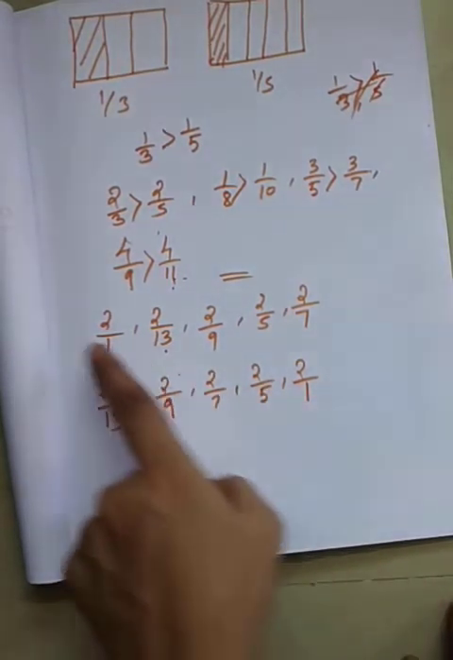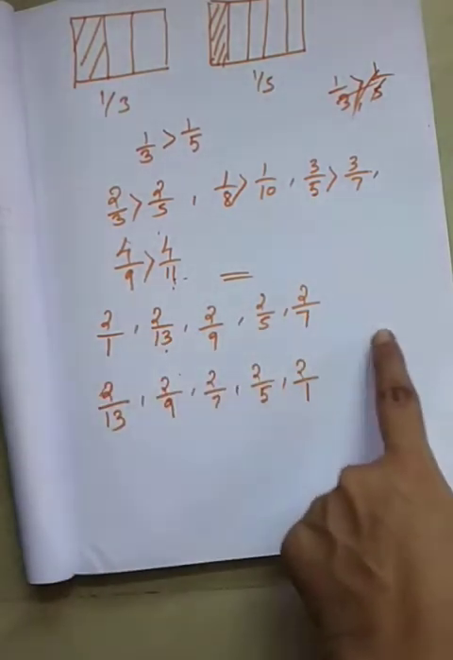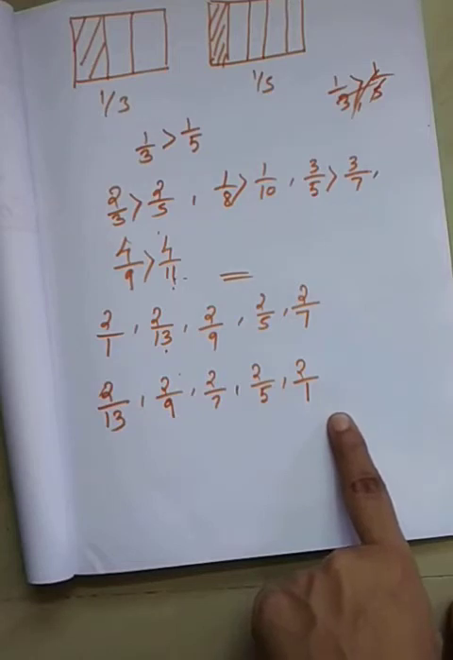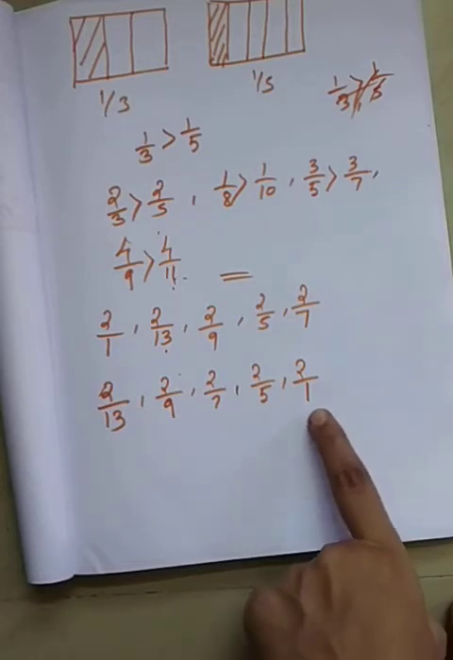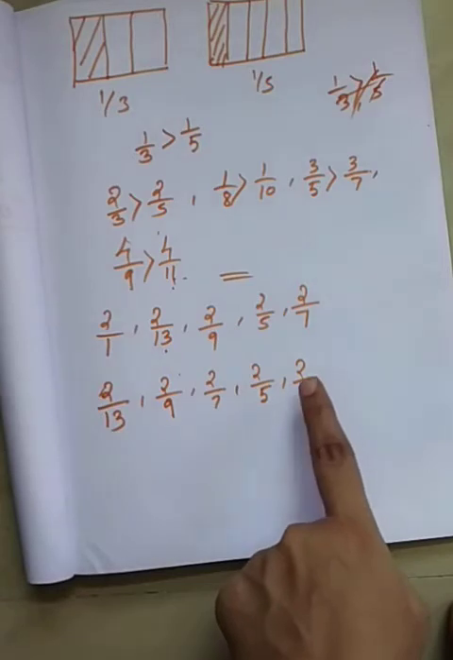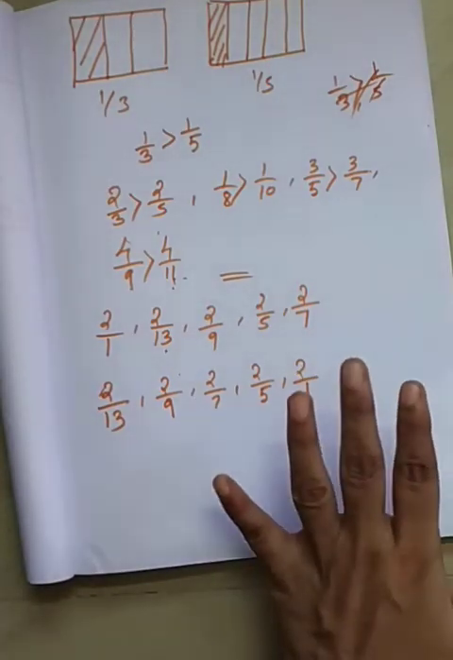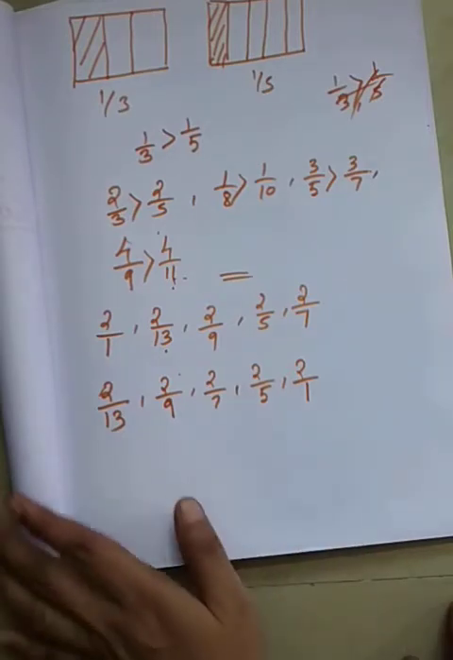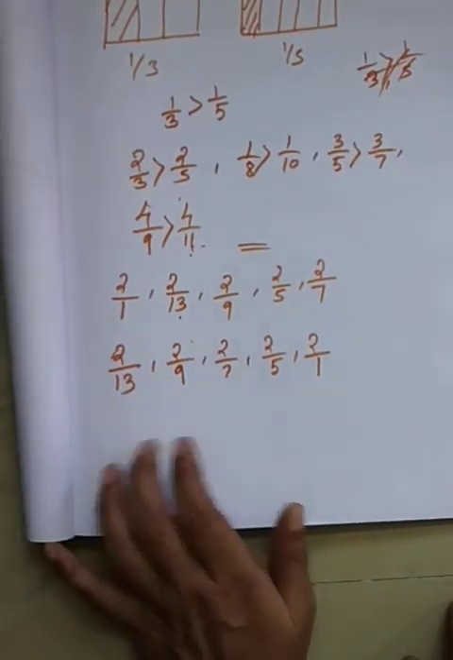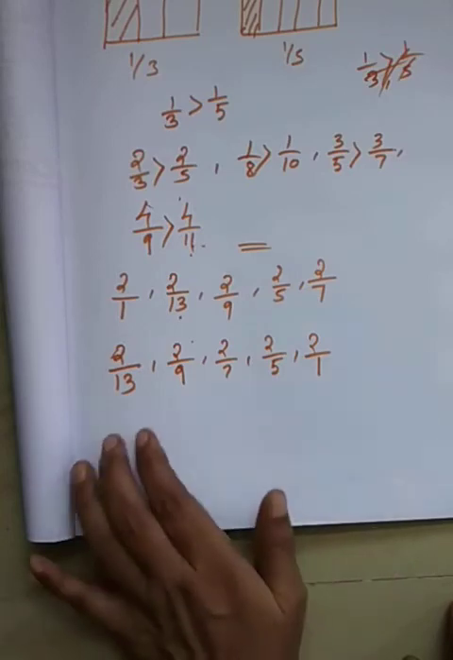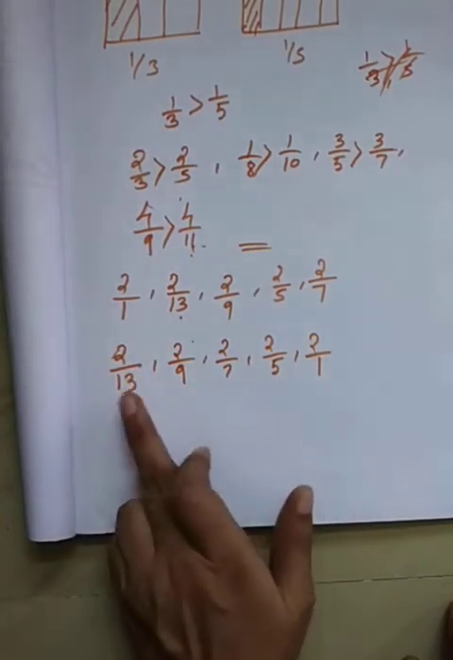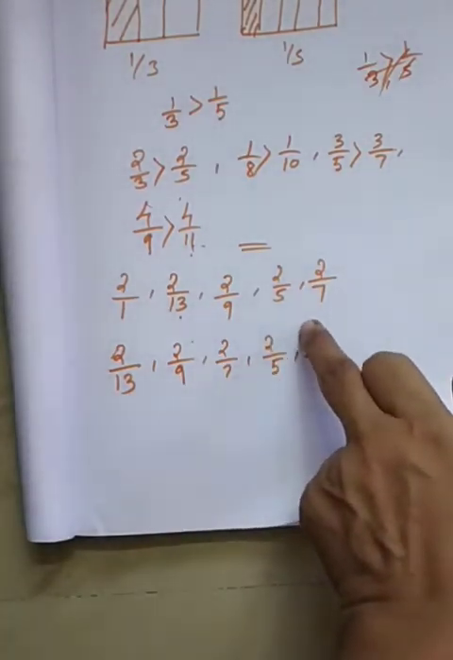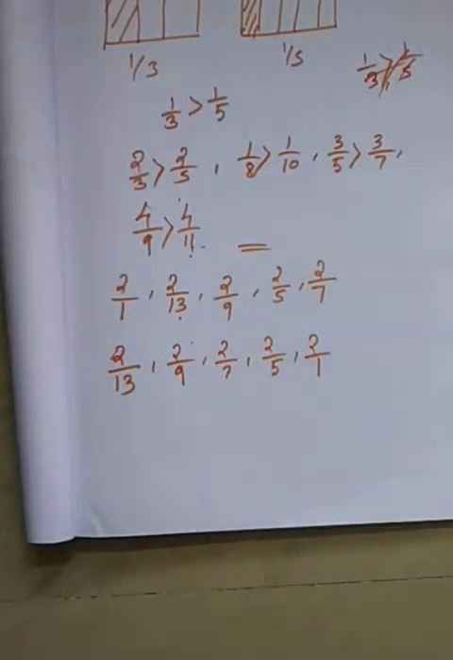Okay, in this problem, the greatest fraction is 2 by 1. It is with the smallest denominator. Okay, the smallest denominator, and that value is called the greatest value for this unlike fraction with the same numerator. So the arrangement in increasing order is 2 by 13, 2 by 9, 2 by 7, 2 by 5, 2 by 1. Okay.